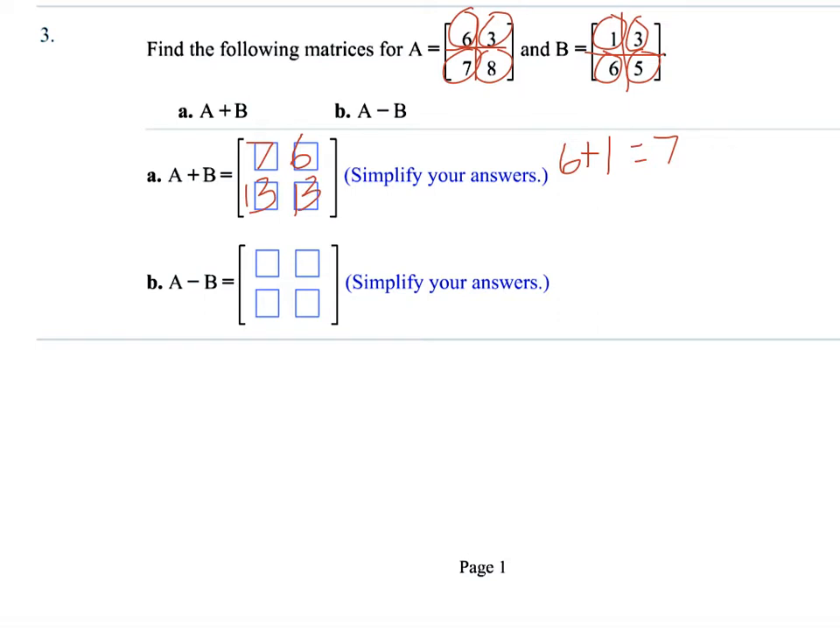Then we'll do the same thing with subtraction. Again, we're going to subtract the numbers that are in the same position. So 6 minus 1 is 5. 3 minus 3 is 0. 7 minus 6 is 1. Make sure you're putting the answers in the same position as the original numbers. And then 8 minus 5, bottom right corner, is 3.